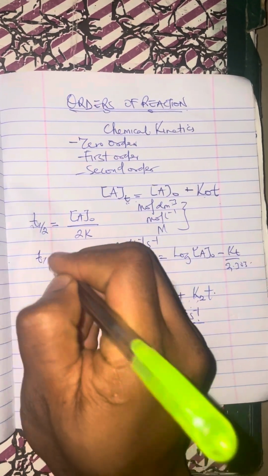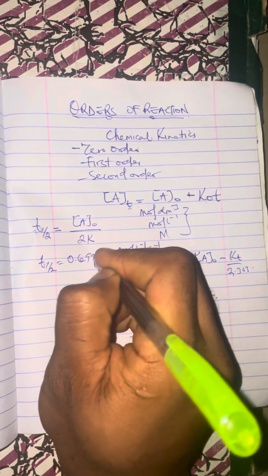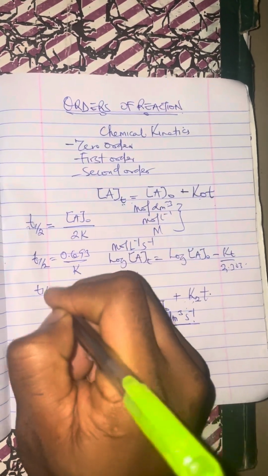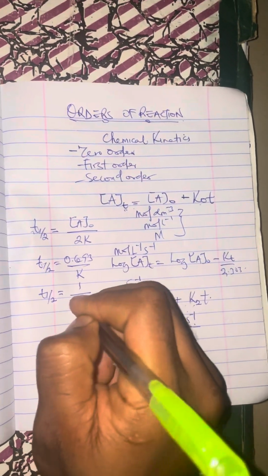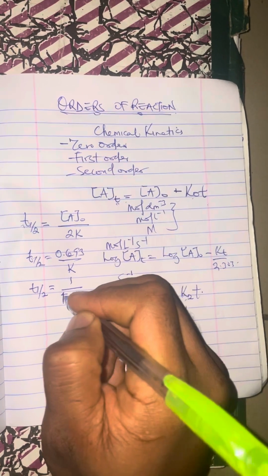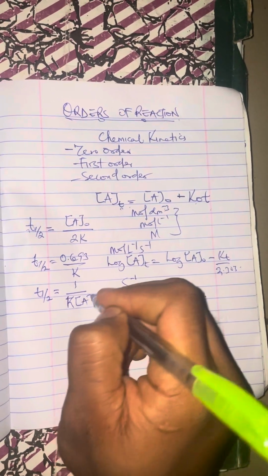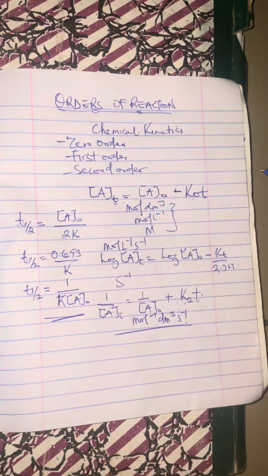For first order, your t1/2 is 0.693 all over k. While for second order, t1/2 is 1 all over k A naught. So these are the formulas. So please take note of them.